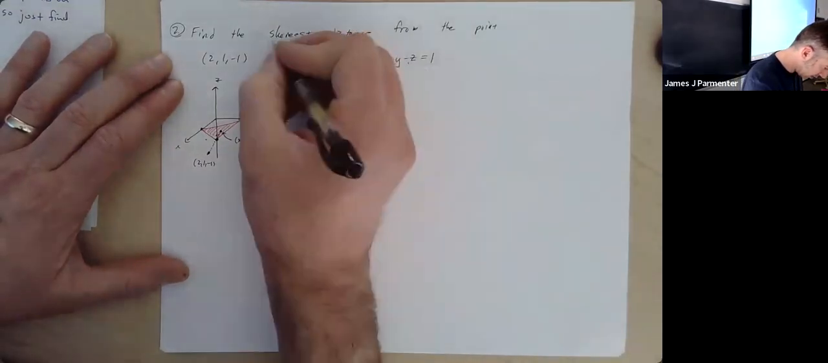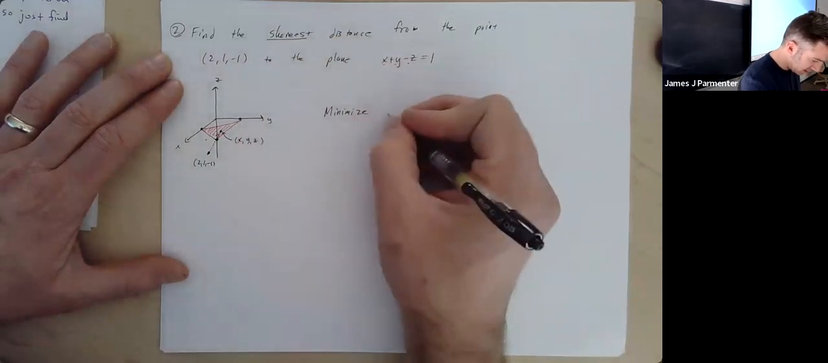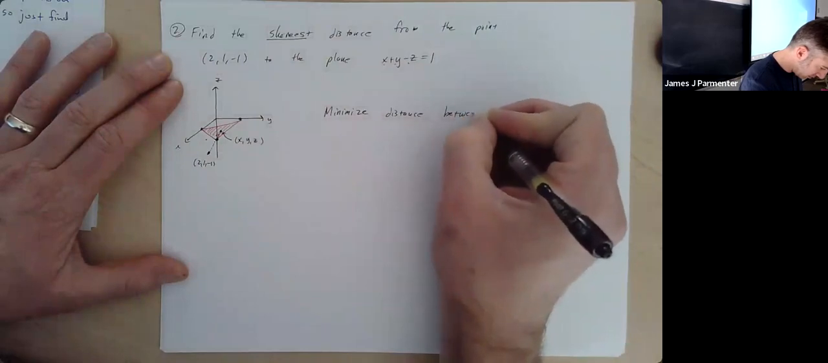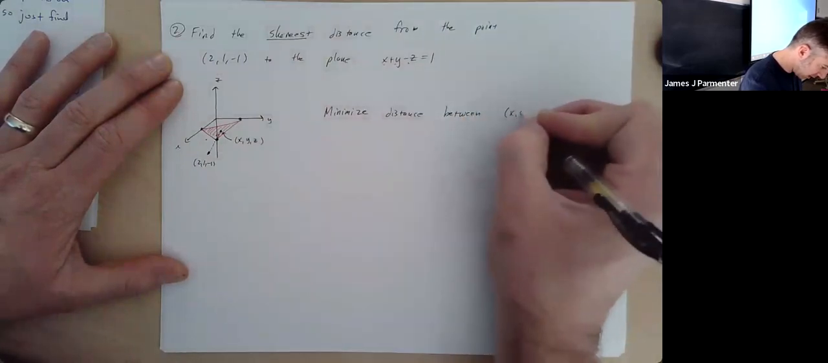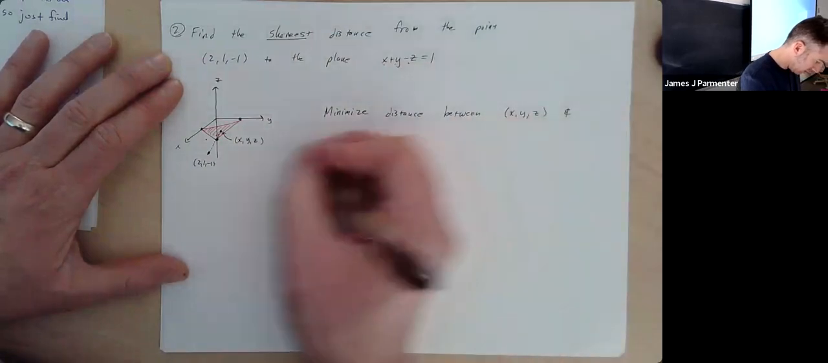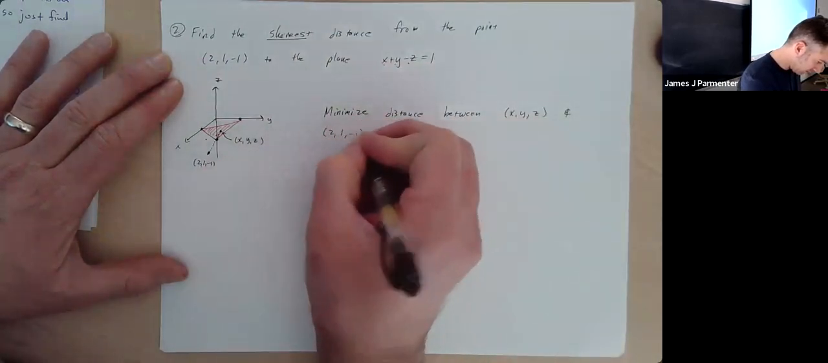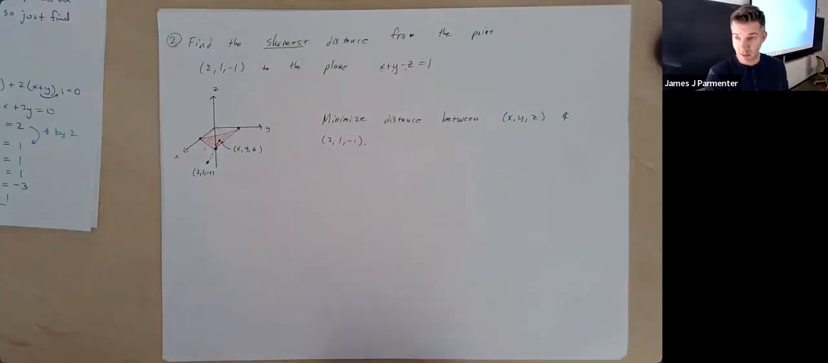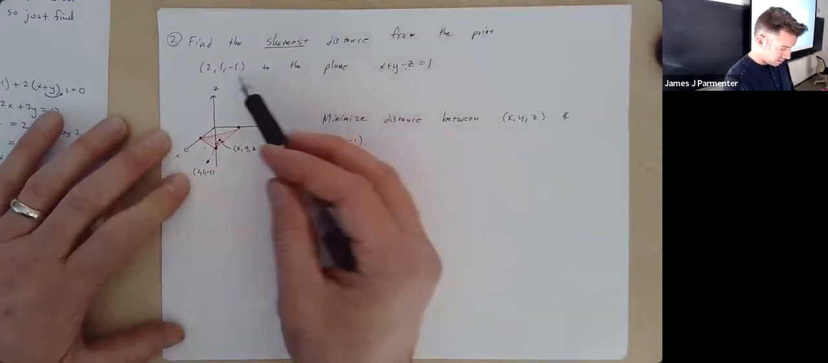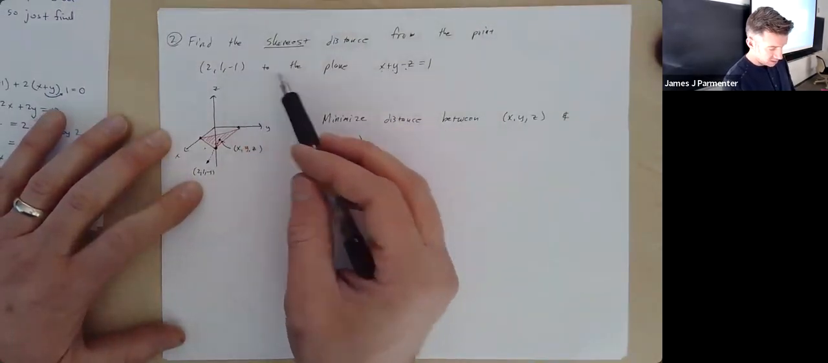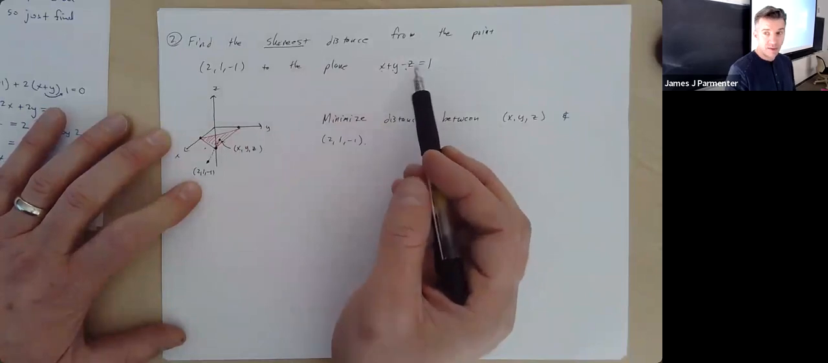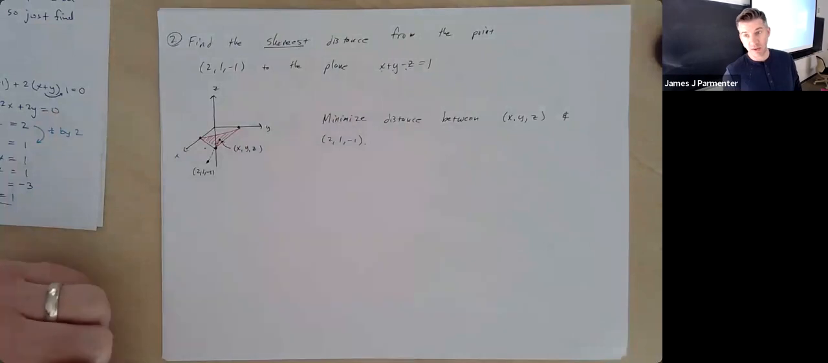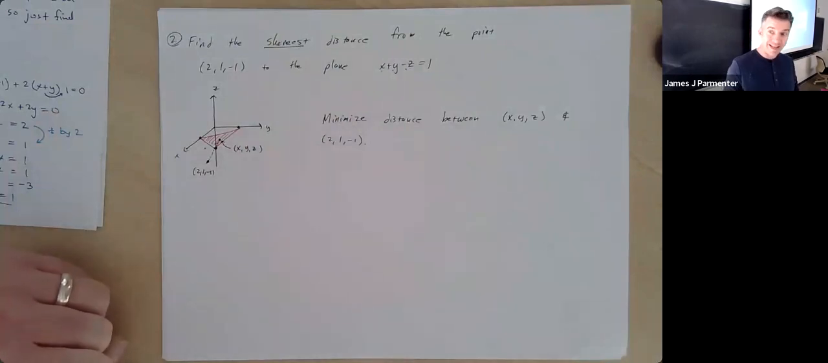minimize. Right, so this shortest distance means we want to minimize the distance between the unknown point x, y, z and the point that's not on the plane, 2, 1, -1. I realize I worded this the way that makes it more obvious. It says find the shortest distance from the point 2, 1, -1 to the plane x plus y minus z equals 1. But the way this is often phrased is find the point on the plane that is closest to it, and then you have to realize that if we're finding the closest point, we have to minimize the distance between the points.